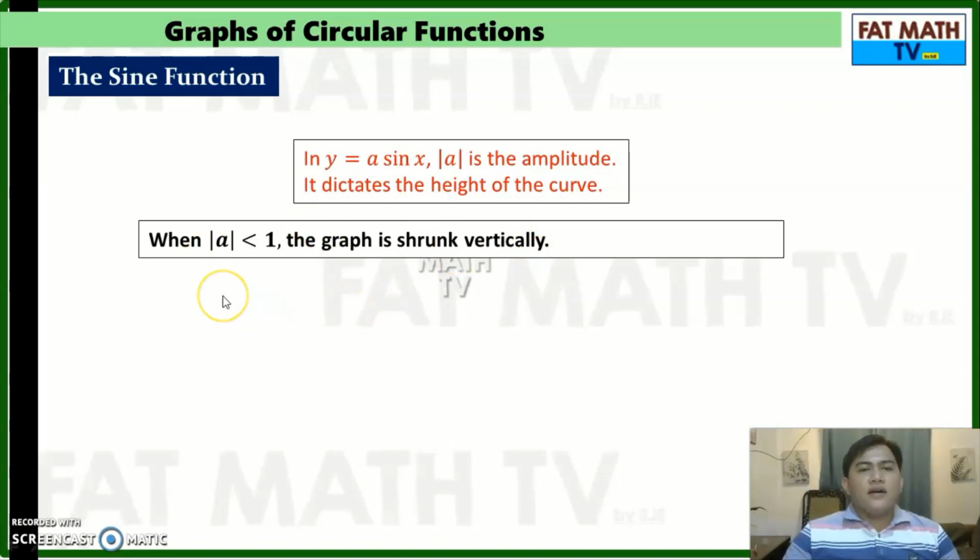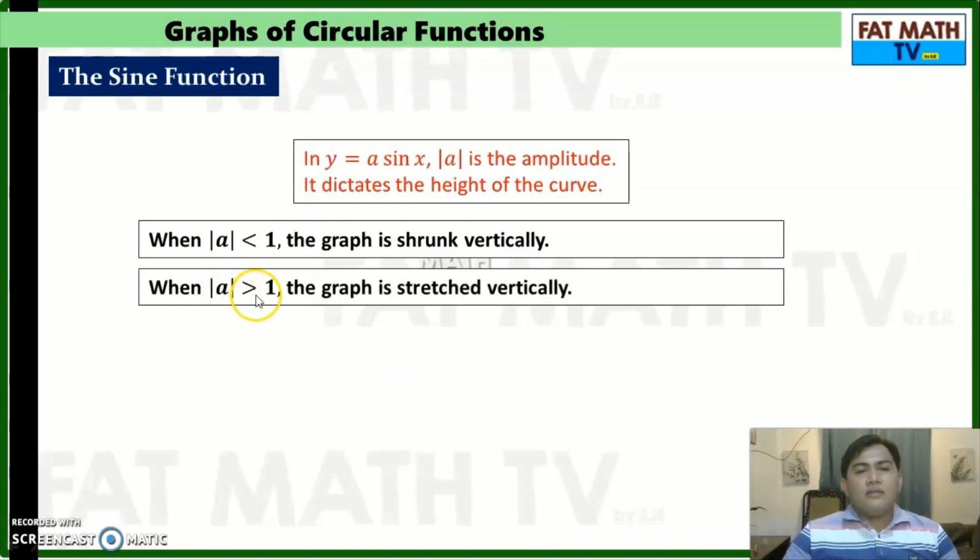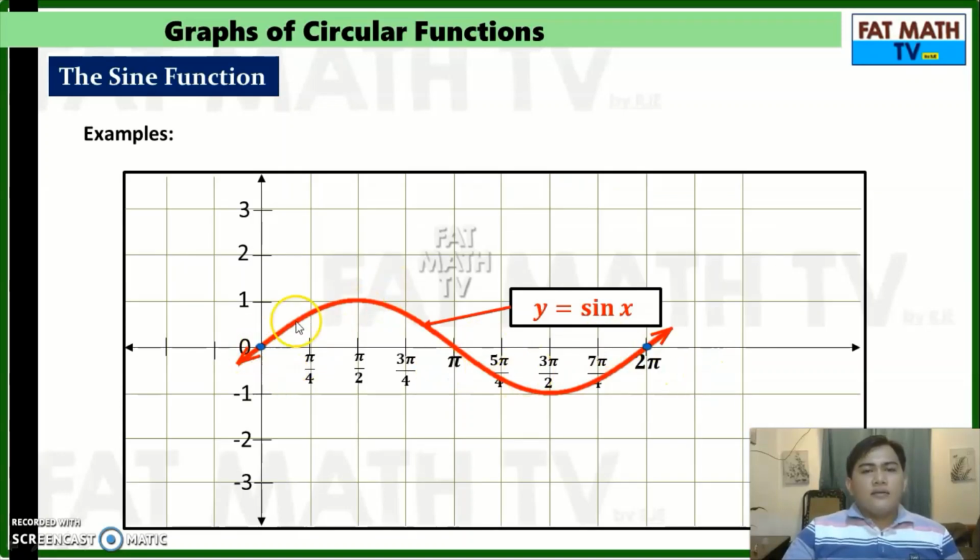And then if a, or the absolute value of the number before the sine, is greater than 1, the graph is stretched vertically. So it becomes taller, the graph. Here, the graph becomes shorter. Okay, so recall the graph of y equals sine x. It's like this, from x equals 0 to x equals 2 pi. That's one cycle of the graph, and then it will just repeat to the left and to the right.